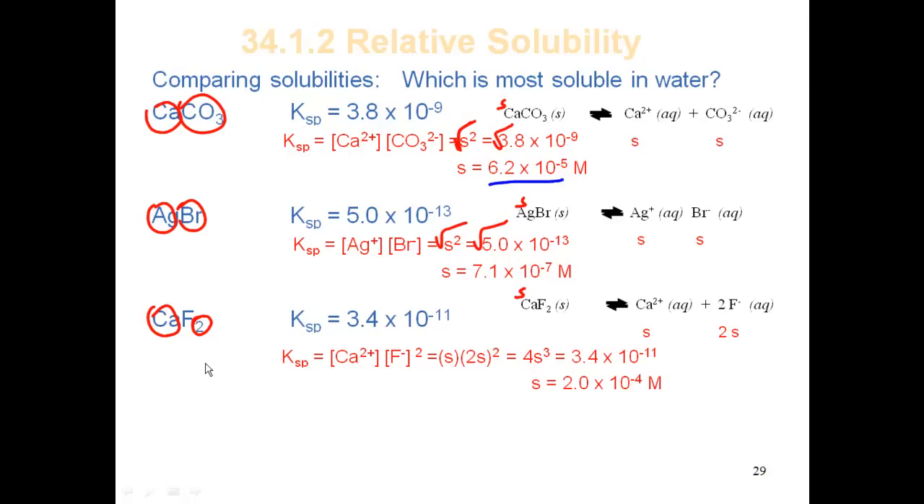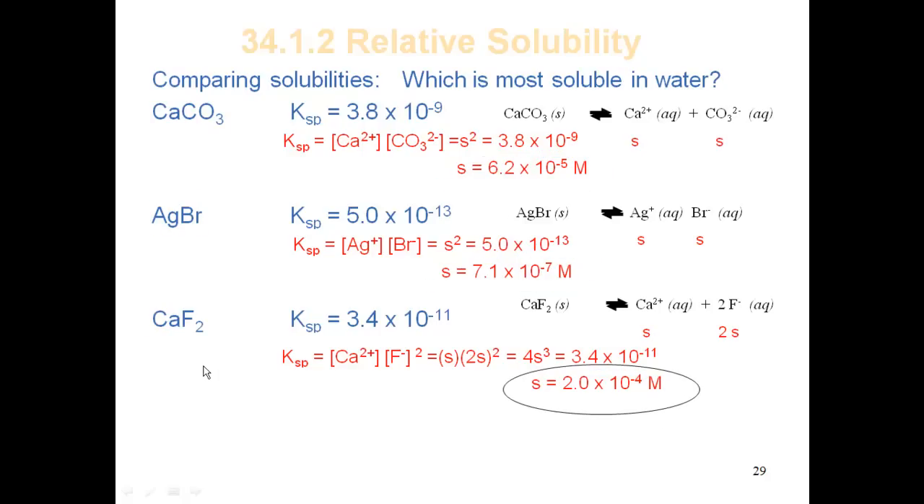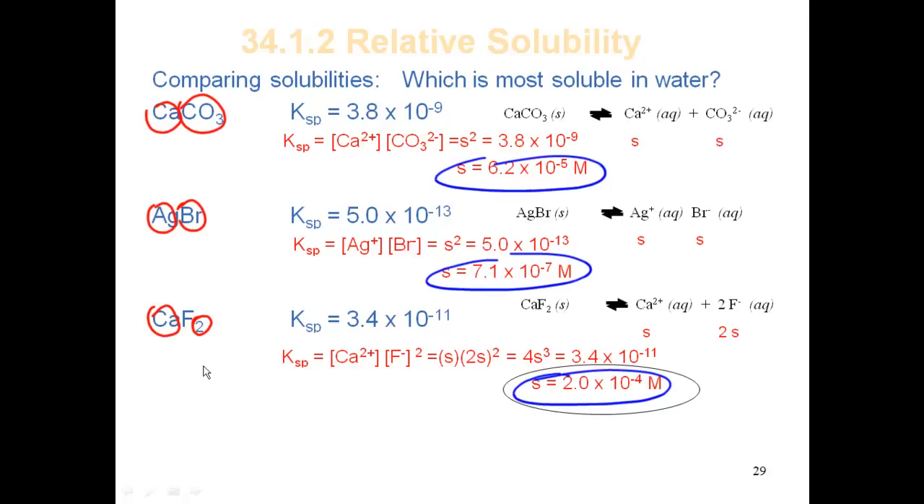Now, if I want to compare everything and decide which one is the most soluble, I have to look at the molar solubility of these three, and the one with the largest number will be the most soluble. Looking at these three numbers, which one's the largest? The solubility for calcium fluoride. Therefore, the most soluble in water in this case is calcium fluoride. Now notice the KSP is 10 to the minus 11th, which falls in between the other two KSPs, 10 to the minus 9th and 10 to the minus 13th.